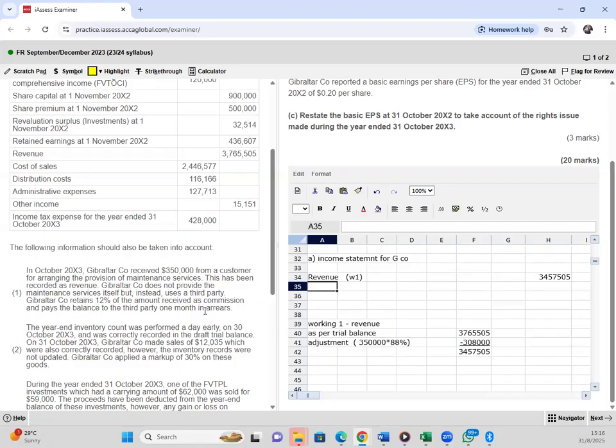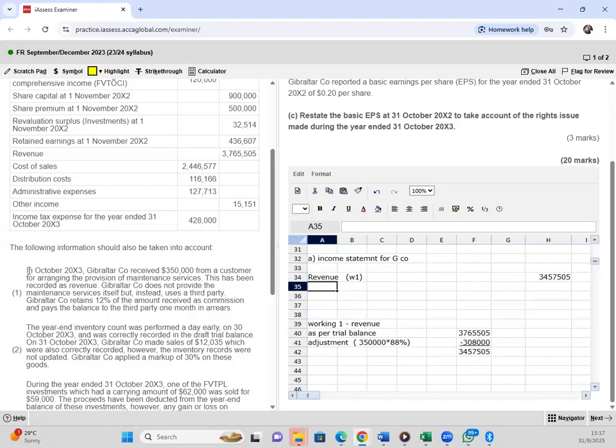The year-end inventory count was performed a day early, on 30 October. The year is ending on the last day of October, and the question is saying the year-end inventory count was performed a day early, on 30 October, and correctly recorded in the drafted trial balance. On 31 October, G Company made sales of 12,035, which were also correctly recorded. However, inventory records were not updated. G Company applies a markup of 30% on these goods.